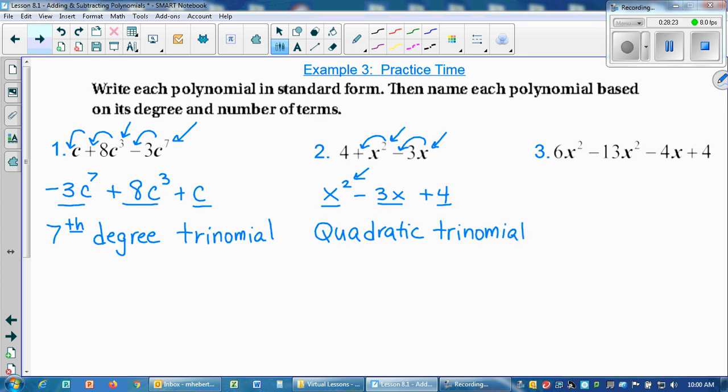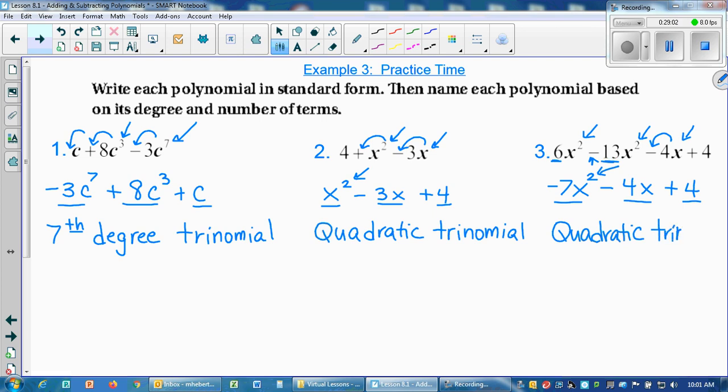For our final one, I notice that I have 2 monomials that both have a degree of 2. So I've got to combine these first. So I've got 6 minus 13, which makes negative 7x squared. Then my next degree is a negative 4x, and then my final plus 4. This now is in the correct order. Since my highest degree is 2, this is a quadratic. And I have 1, 2, 3 terms, making it a trinomial.